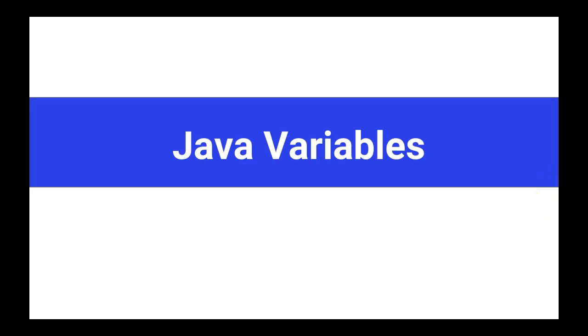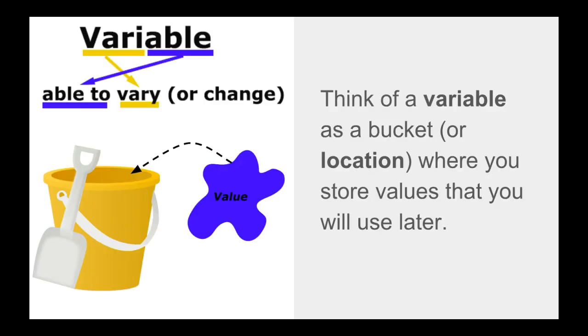I want to review the idea of Java variables with you to help you hopefully get a better understanding of what they are and how we use them. So first of all, I want you to think of the word variable as the components of the word, which has "able" in it and it has "vary" in it. So that means that variables are something that are able to vary or to change.